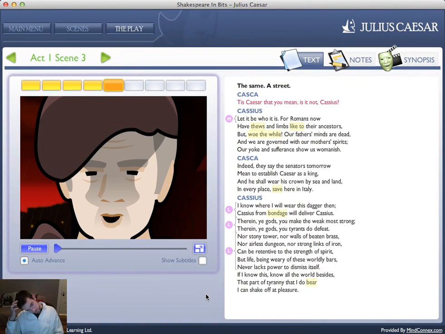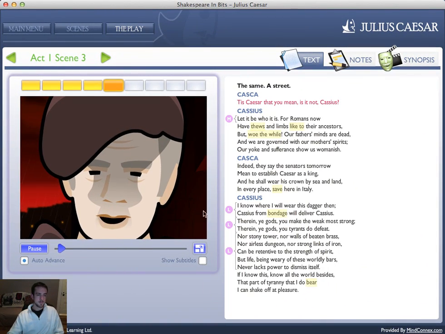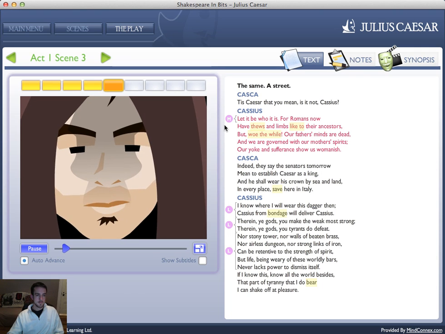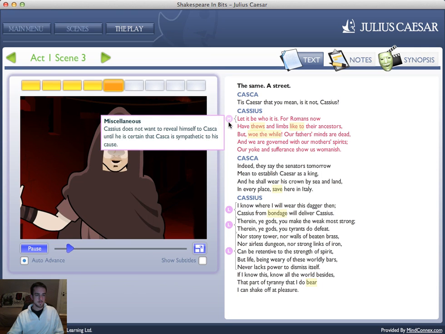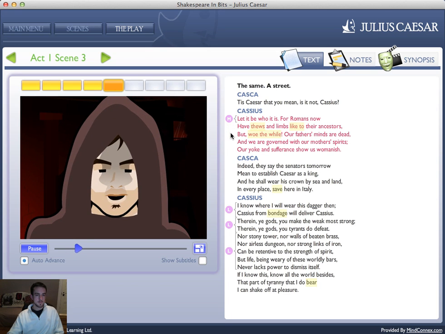It is Caesar that you mean, is it not, Cassius? Let it be who it is. For Romans now have thews and limbs like to their ancestors, but woe the while. Our fathers' minds are dead, and we are governed with our mothers' spirits. Our yoke and sufferance show us womanish.